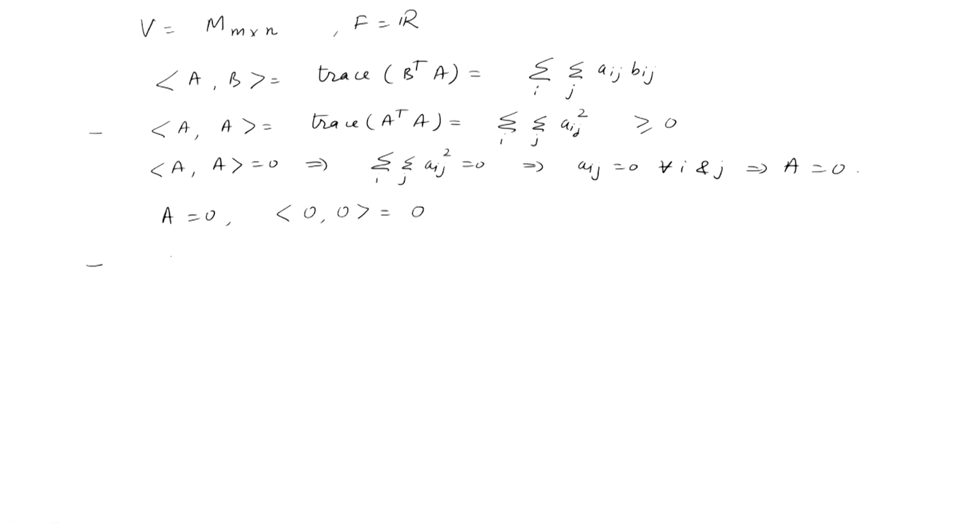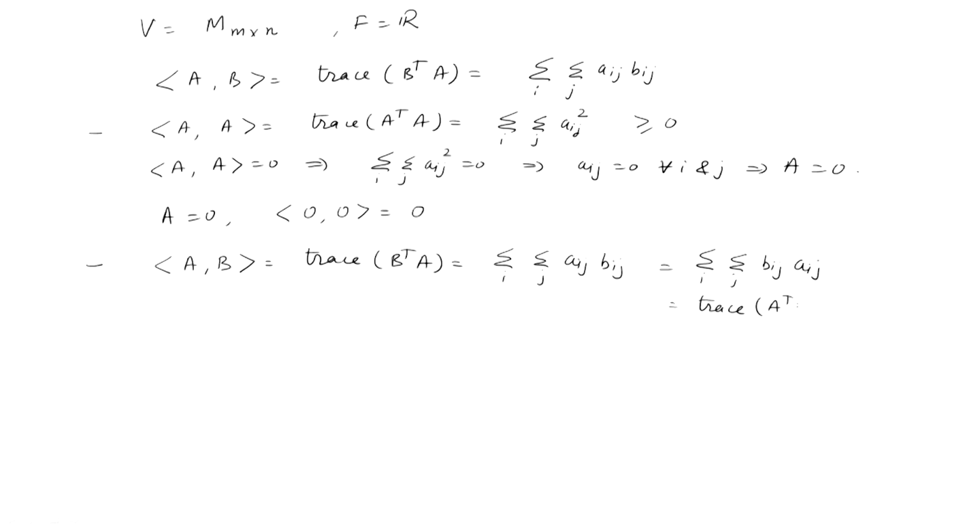Now, if we take the second property, the inner product of A and B is the same as trace of B transpose A, which is given by the summation over i, summation over j, Aij Bij. This can be written as the summation over i, summation over j, Bij Aij. So, we can easily write it as trace of A transpose B, which is the inner product of B and A.